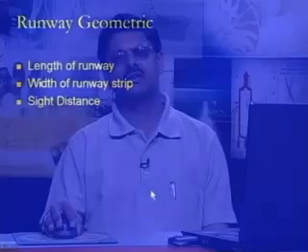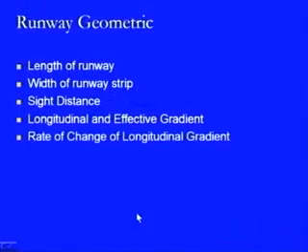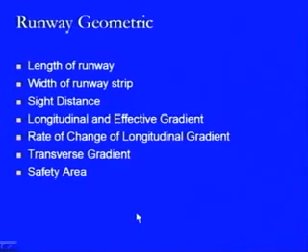The other thing is the site distance to be provided, that is related to the visibility, and this visibility we have discussed before in terms of the flight rules, where we talked about the instrument flight rules or the visual flight rules, or the instrument landing conditions or the non-instrument landing conditions, where in the stricter form the visibility is defined as 300 meters at the minimum level. Then the longitudinal and effective gradients, we will look at in this sequence, and then we have the rate of change, the transverse gradient and the safety area.